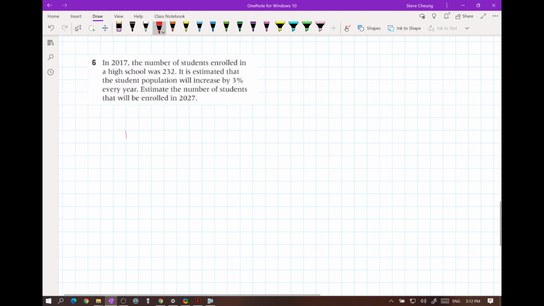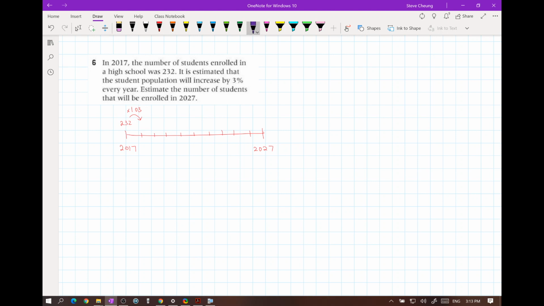So in the year 2017, we have 232 students. And in the year 2027, we want to see how many students there are. So every year it grows by 3%. But as a multiplying constant, we actually are multiplying by 1.03. The 1 represents the original amount, and the 0.03 represents the extra amount. So by combining them, I will have 1.03 times as much as the previous year.